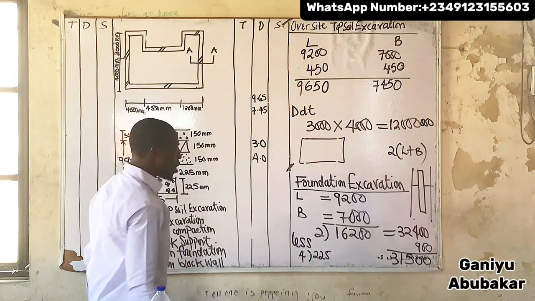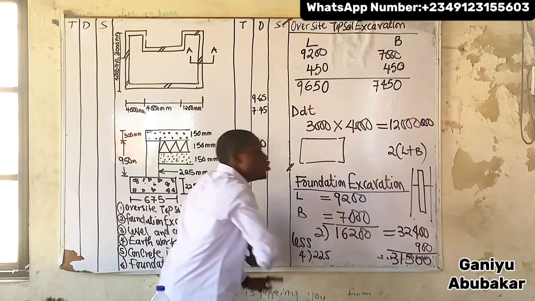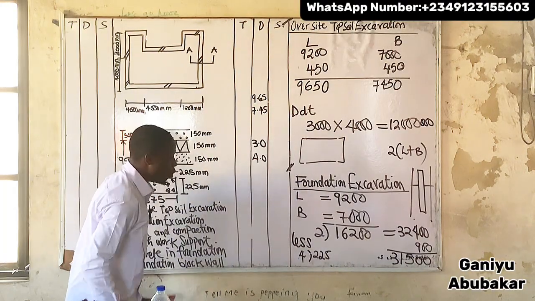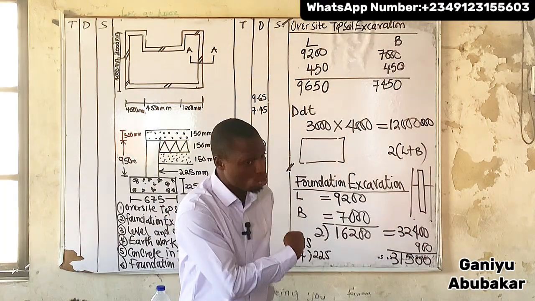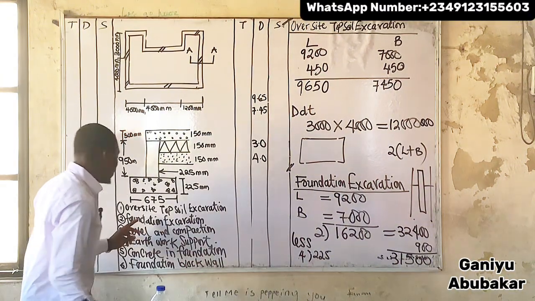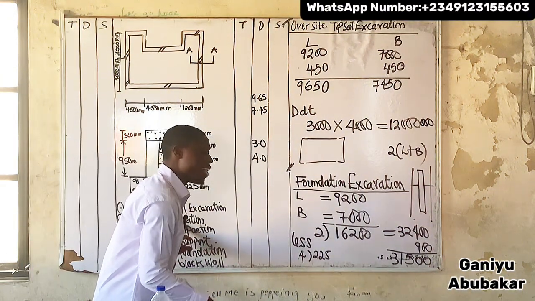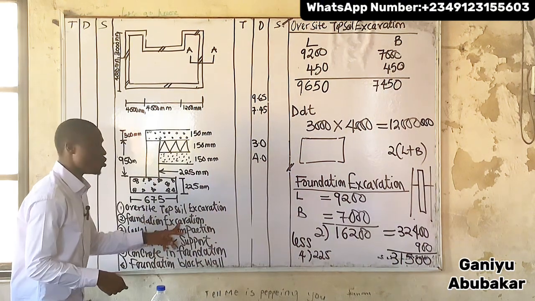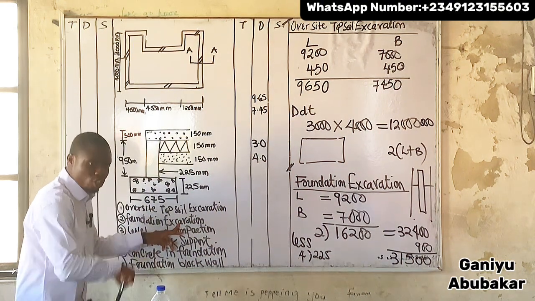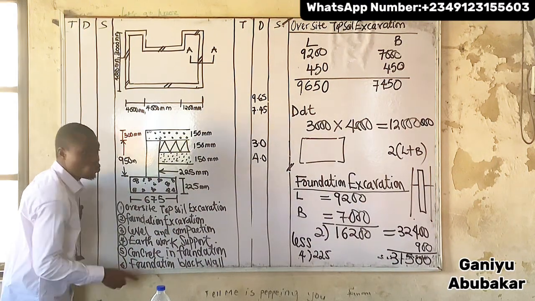31500. All right. Please, when it comes to foundation excavation, don't write anything in the dimension column. Leave it free. Now there's a part the man needs to do. Whenever you pass through foundation excavation, you have to pass through foundation depth. It's not here, but priority is given to it, please.